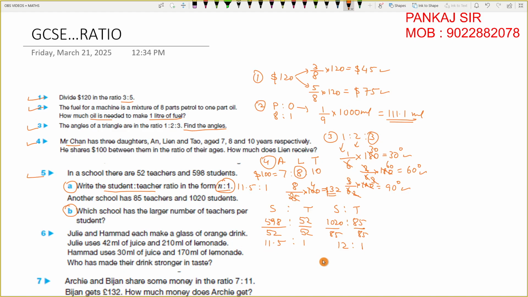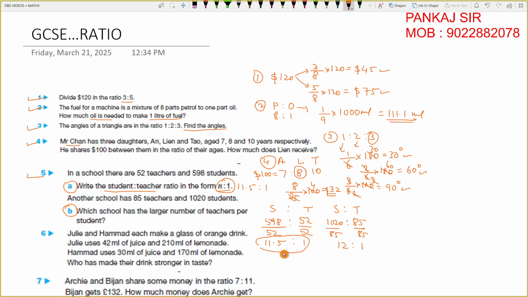Teachers per student. Okay. So here in the first school, you can see that for 11.5 students, you have one teacher. Okay. And in the second school, for 12 students, you have one teacher. Right. So which school has a larger number of teachers per student? So obviously this school is having one teacher for 11.5 students. So this is a good ratio as far as teachers to student is concerned, right? This ratio is teacher to student. So the teacher to student ratio is higher in school number 1, the first school.